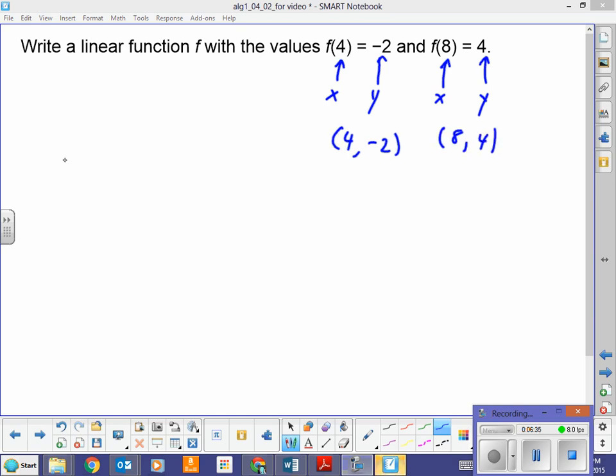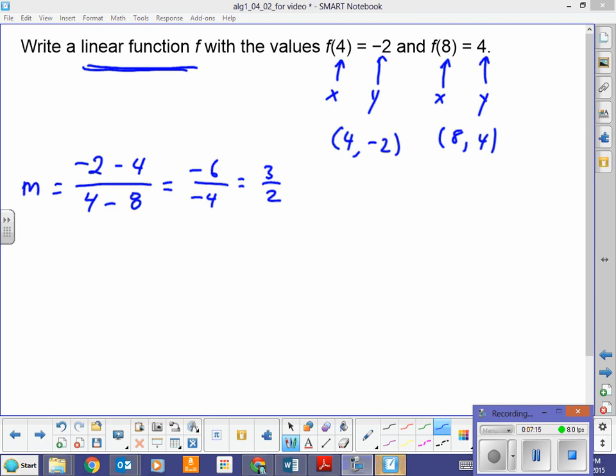And again, first thing I have to do is calculate slope. I'm going to use point-slope form, and since I'm writing a function, put it into slope-intercept form. Okay, so negative 2 minus 4, and then 4 minus 8. Negative 2 minus 4 is negative 6. 4 minus 8 is negative 4. So negative divided by negative is a positive, so this is positive 3/2. That's my slope.